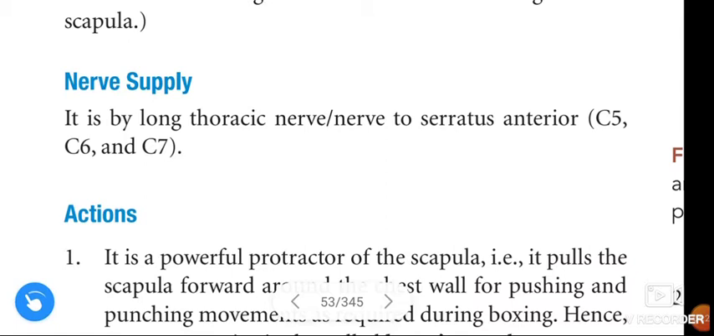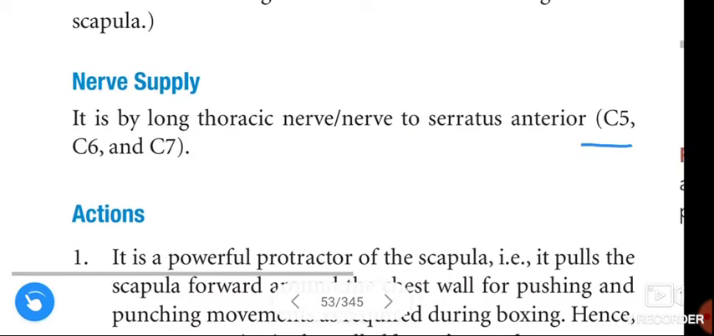Next, serratus anterior nerve supply. Serratus anterior is supplied by the long thoracic nerve or nerve to serratus anterior, and the root value of long thoracic nerve is C5, C6 and C7. See the brachial plexus. It gives you more knowledge about this.